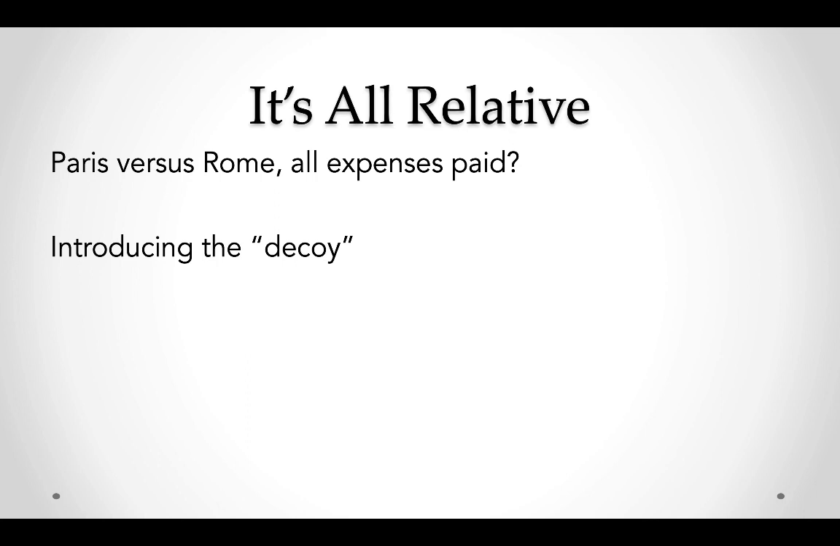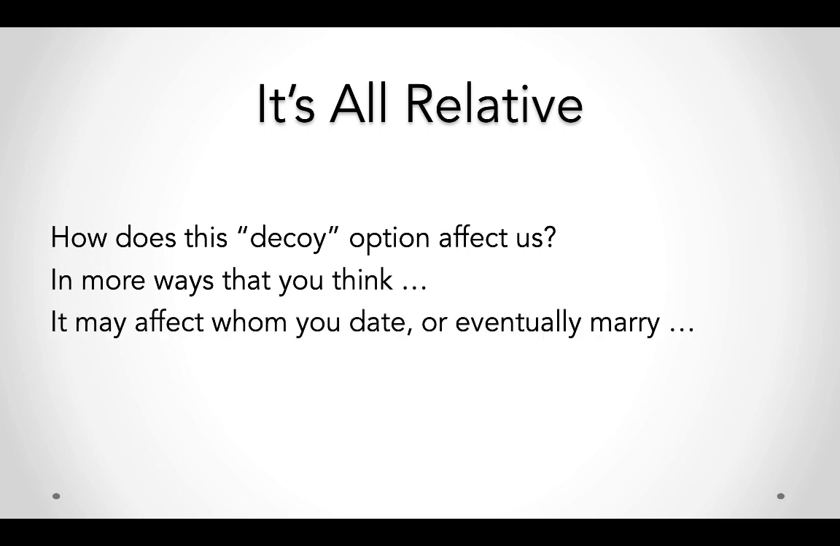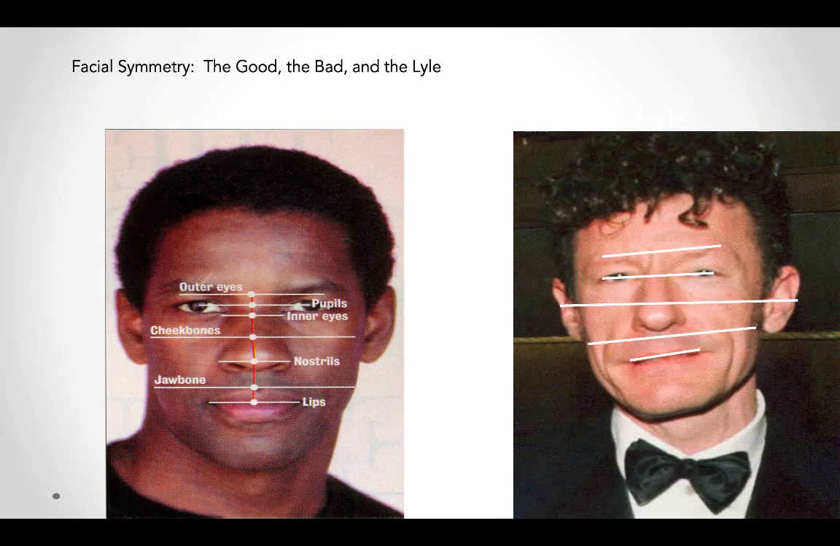All right, that's all fine, but how does the decoy influence our choices? Well, in more ways than you think. It affects whom you date or eventually marry. So it's kind of like a big decision. Let's look at these two gentlemen here. One is Denzel Washington and the other one is Lyle, something, I don't know what the name is.